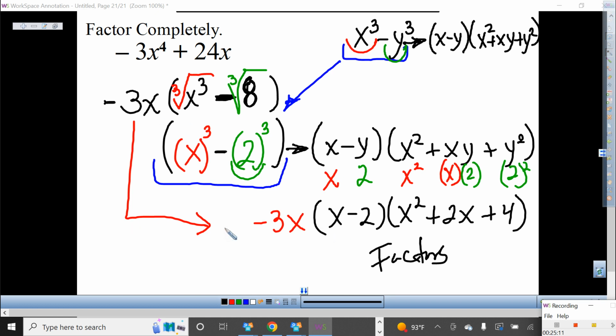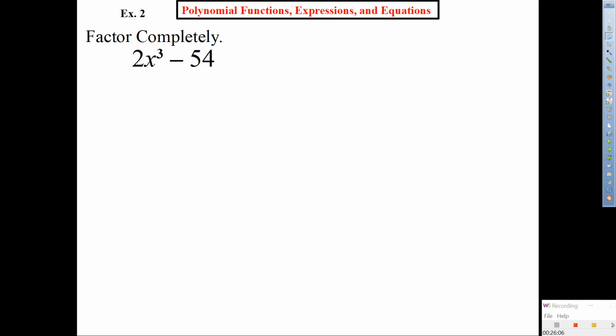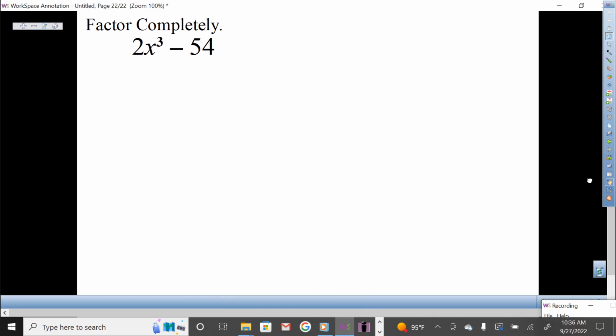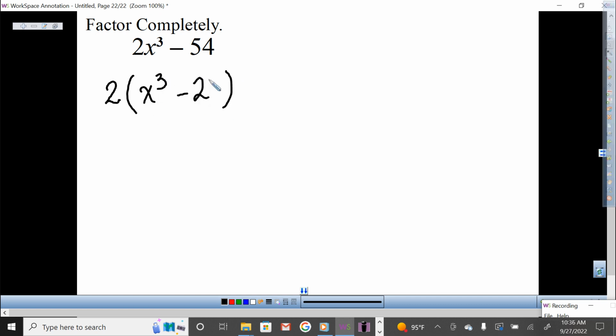So let's do another one. Let's do it together. Example 2. Copy this: 2x cubed minus 54. All right. So what do we check for? Standard form. Is it in standard form? Yes. What's the second thing we check for? GCF. Is there a GCF? Yes, which is 2, and we're left with x cubed minus 27.